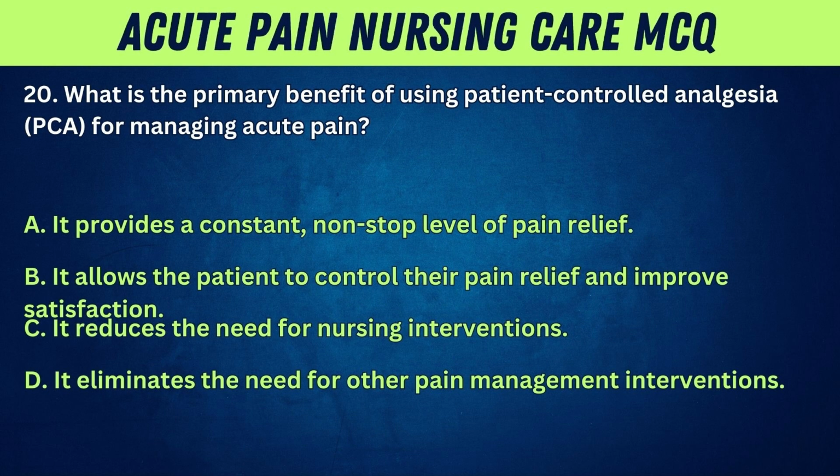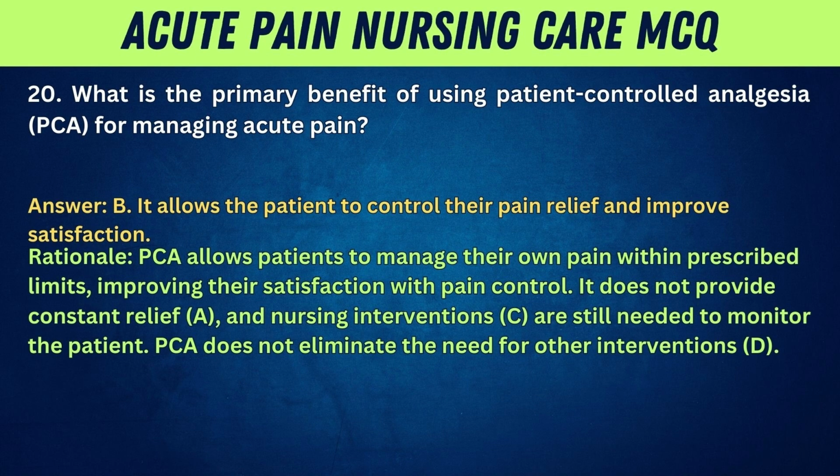20. What is the primary benefit of using patient-controlled analgesia, PCA, for managing acute pain? A. It provides a constant, non-stop level of pain relief. B. It allows the patient to control their pain relief and improve satisfaction. C. It reduces the need for nursing interventions. D. It eliminates the need for other pain management interventions. Answer. B. It allows the patient to control their pain relief and improve satisfaction.